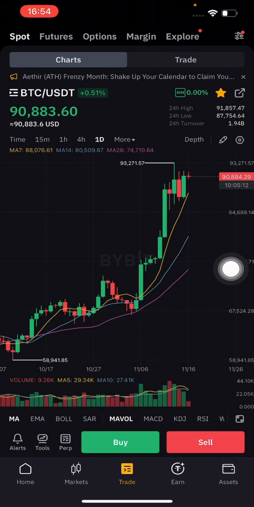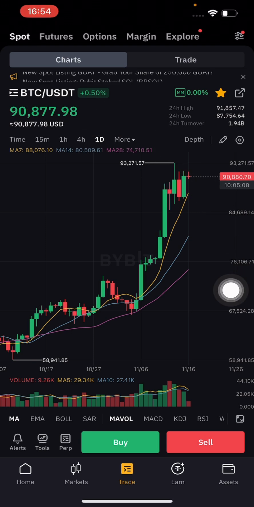First thing you have to do is you come over here, you see this BTC USD, you're going to tap on it.